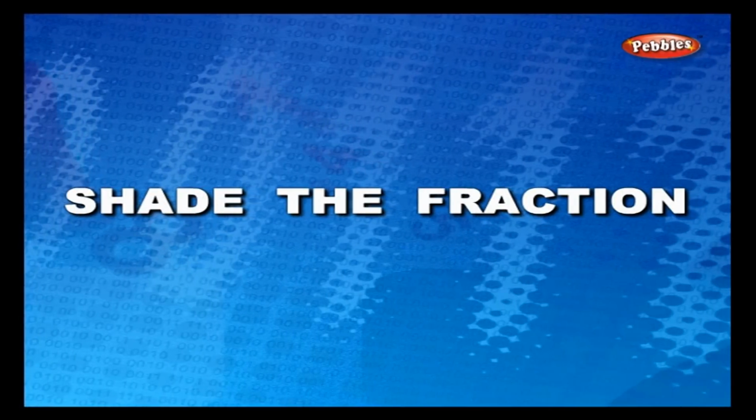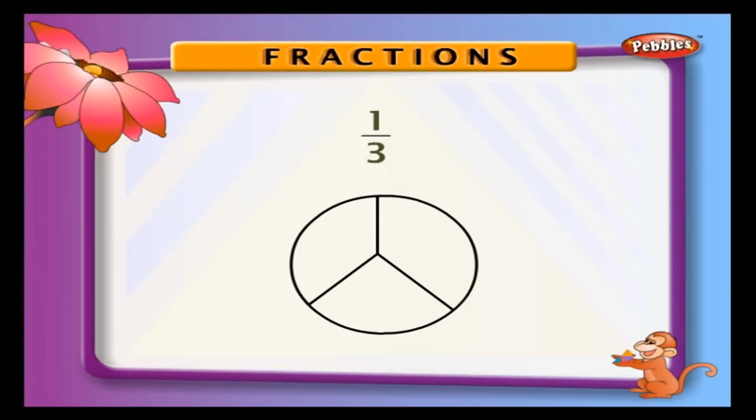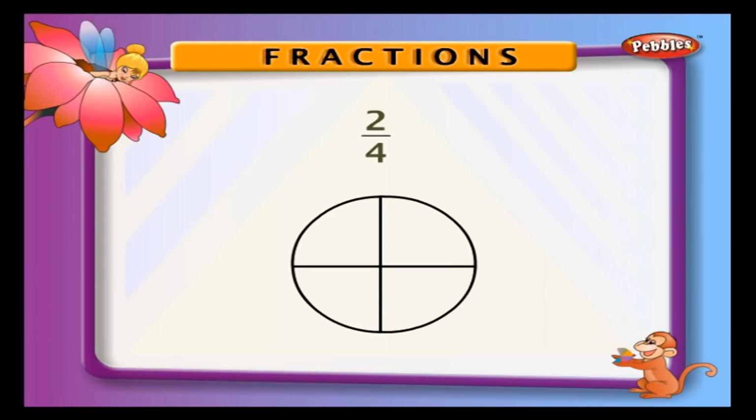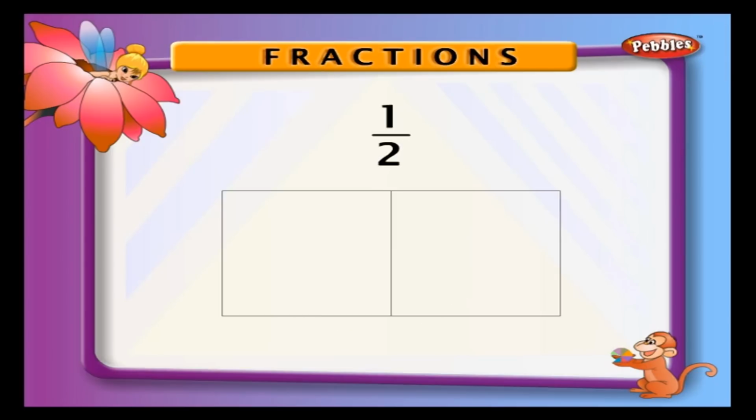Shade the fraction given for the following. The fraction given is 1 by 3. So color 1 part of the 3 parts in the circle. Here the given fraction is 2 by 4. So color 2 parts of the 4 parts in the circle. The fraction given is 1 by 2. So color 1 part of the 2 parts in the rectangle.